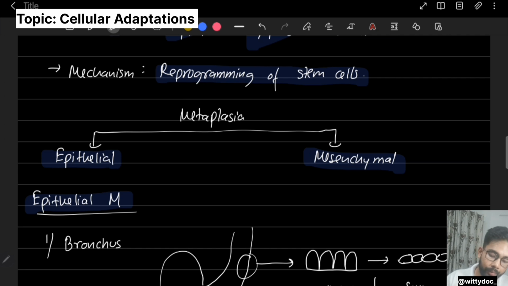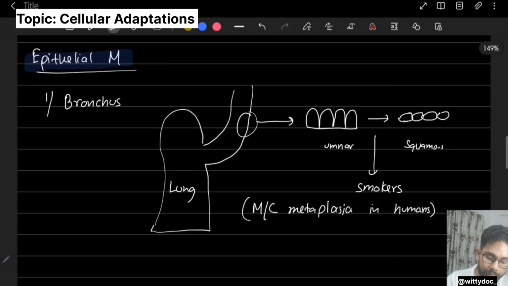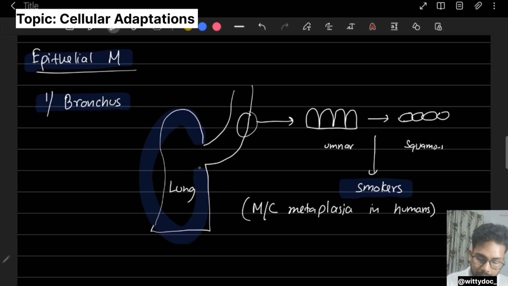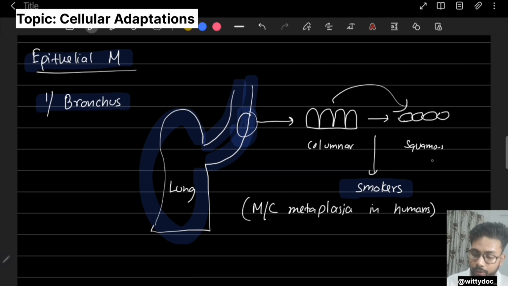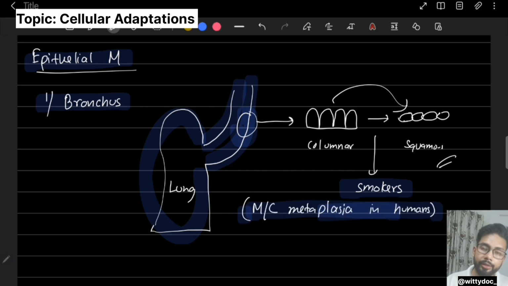In epithelial metaplasia, there are very important examples. The first example is the bronchus. So in chronic smokers, this is the lung and this is the bronchus. The bronchus epithelium is usually columnar epithelium. But in smokers, due to the smoking stimulus, the columnar epithelium will undergo metaplasia to form squamous epithelium. This is the most common metaplasia seen in humans.